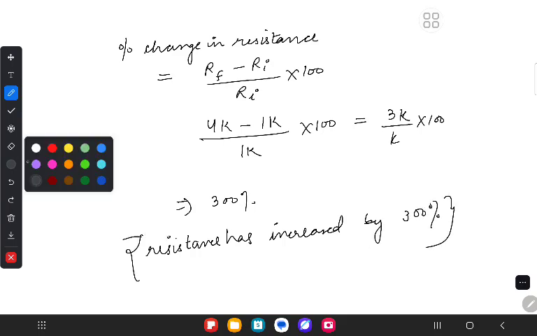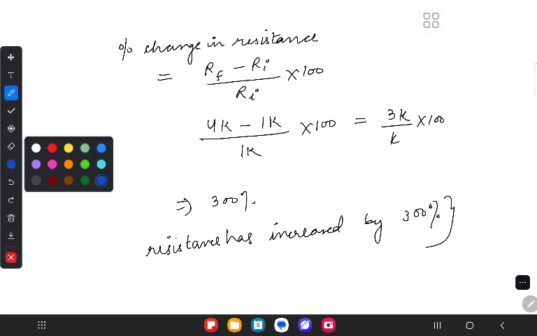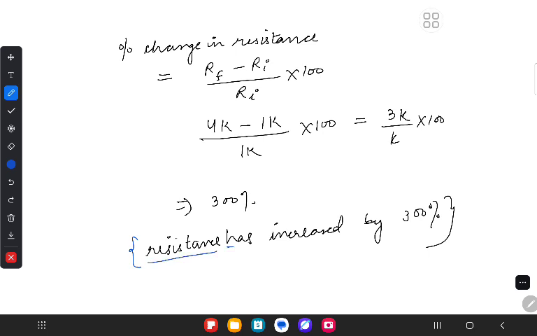Are we understanding? Yes, ma'am. So that's what resistance is all about. Are we understanding or not? The resistance has increased by 300%. Got the point or not? Yes, ma'am. So that's the idea we have. Understood? Yes, ma'am. That's the idea, right? So that is one question that we have.